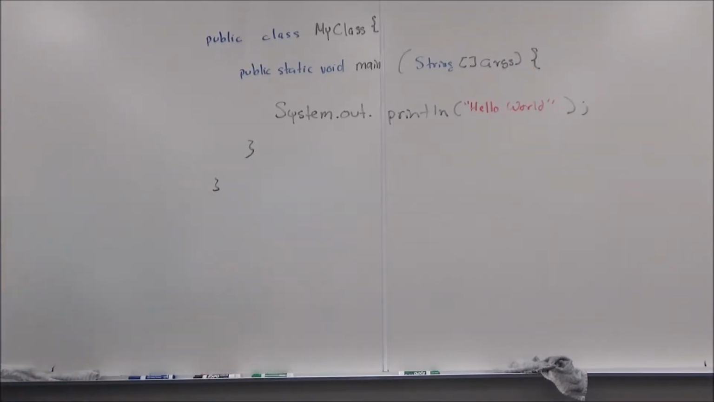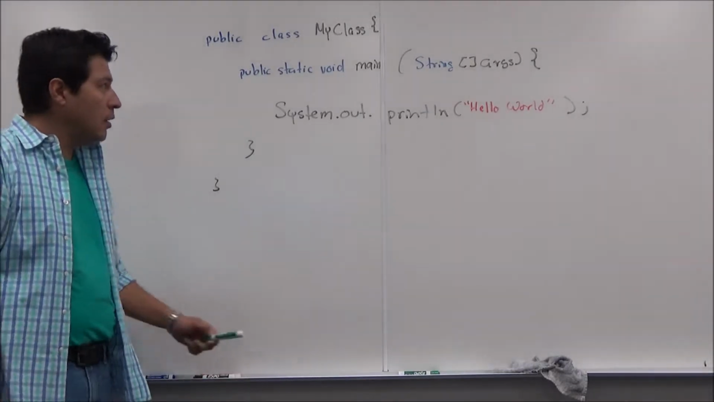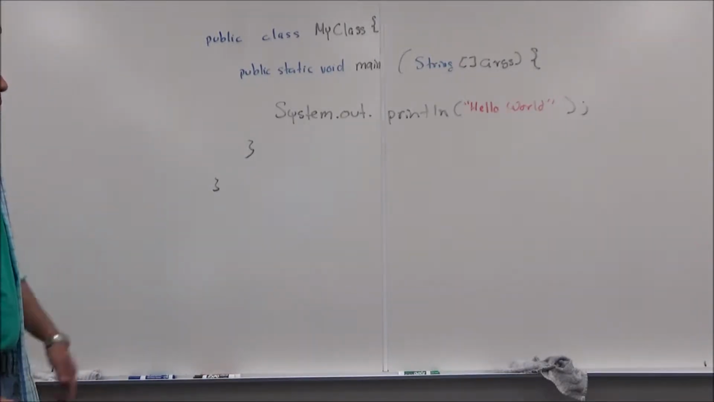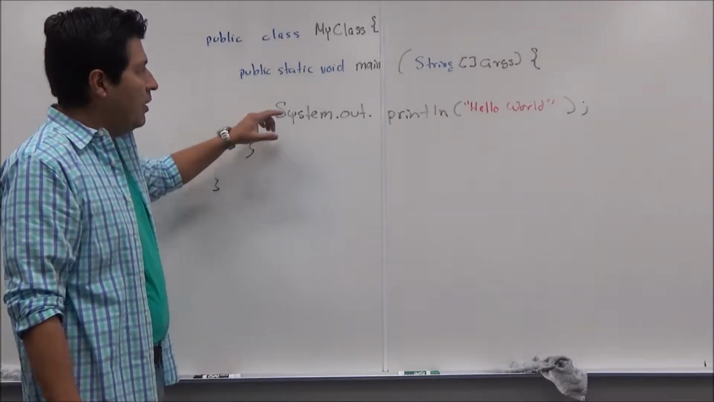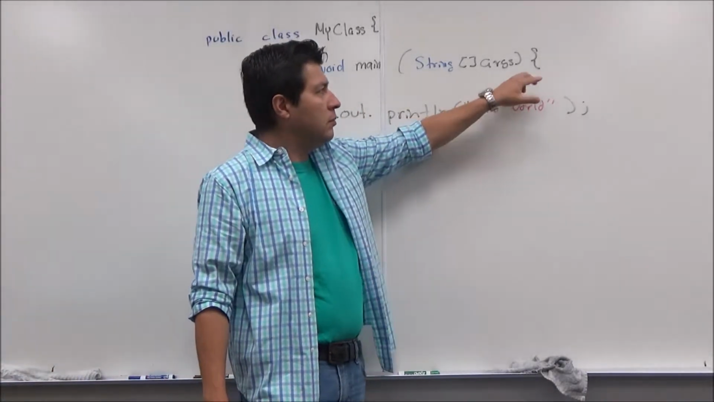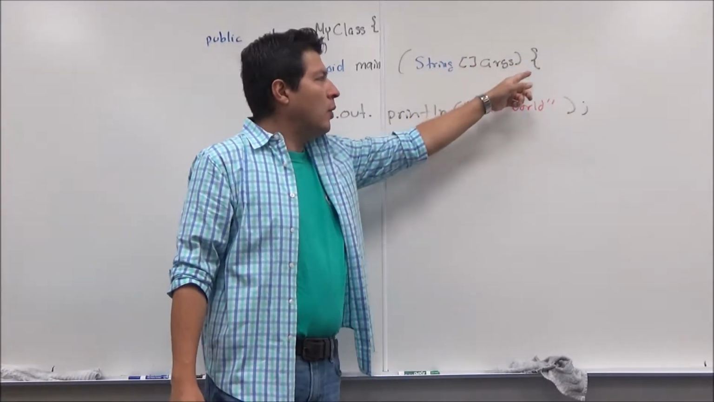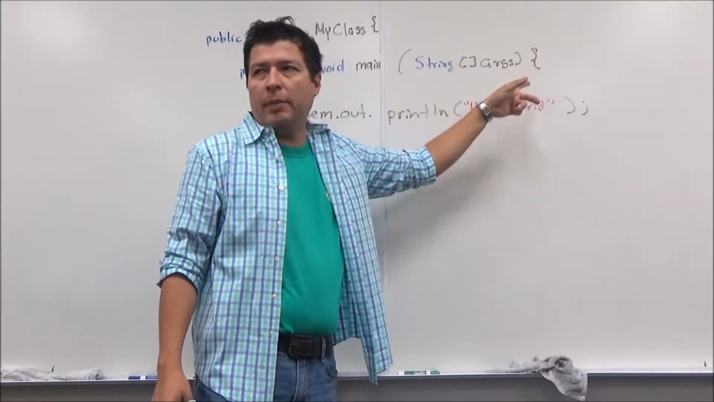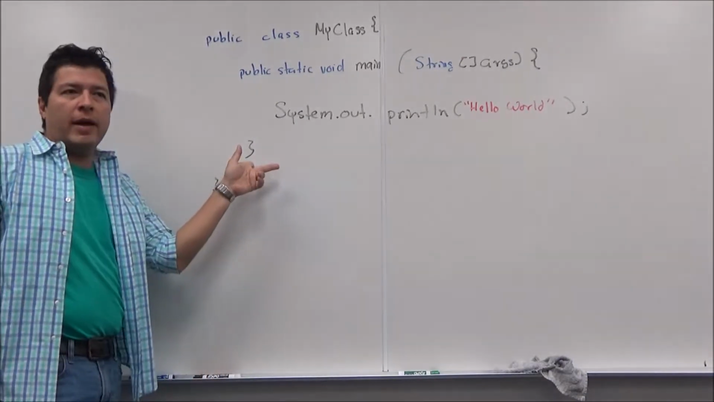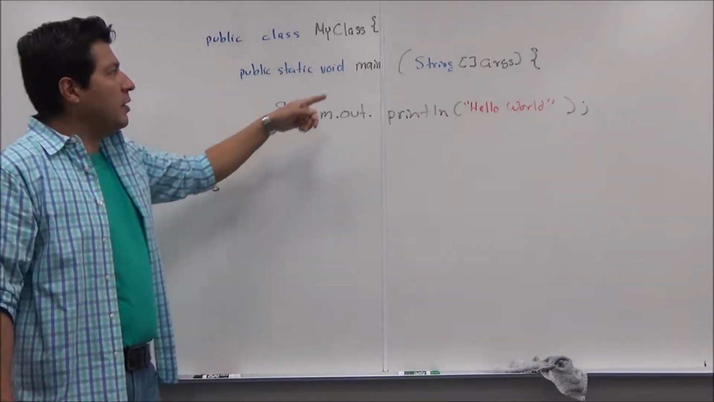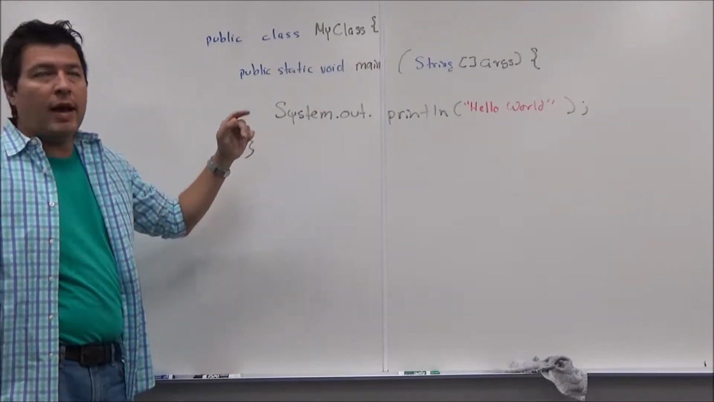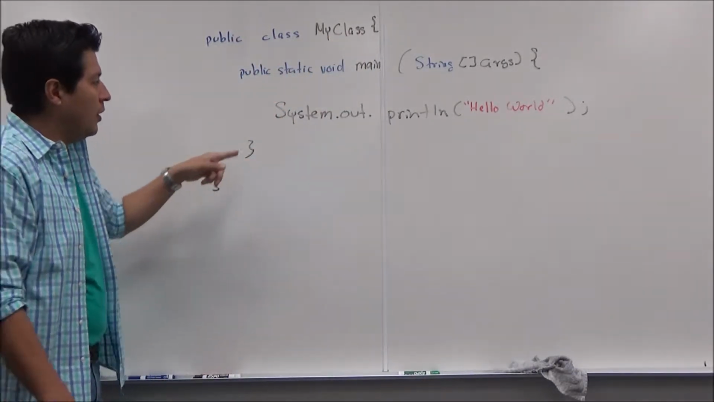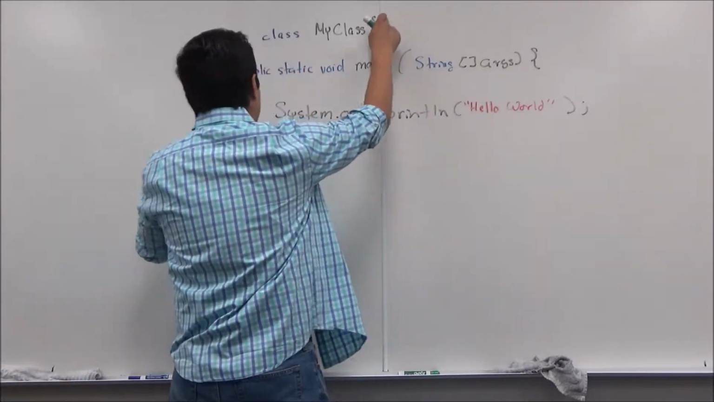So, a couple things I've got to show you today. First, remember we talked about what the blocks look like. We said to start a method, or a block, I should say, we start with the curly brackets and then we close with the curly brackets. This curly bracket belongs to the line that says public class MyClass. So this one matches this one, and this one matches that one.